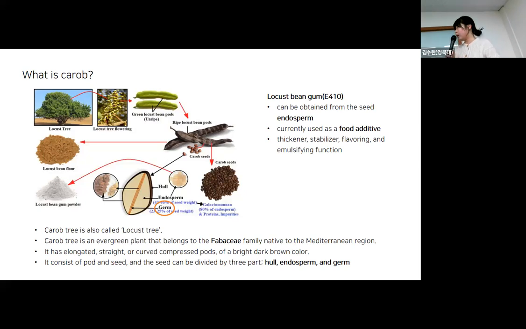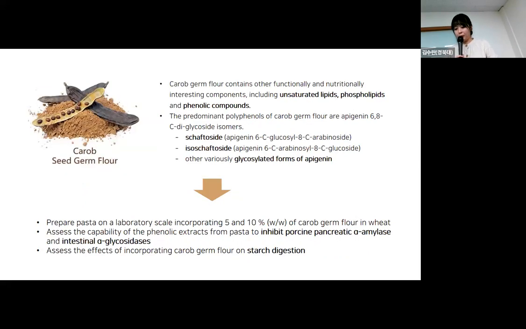There, the seed can be divided in three parts. The three parts are known as hull, endosperm, and germ. This germ is a byproduct of gum production and can be mechanically separated from the gummy endosperm. The seeds account for 10 to 15% in weight of the carob, and the germ represents 1/3 to half of the seed dry weight. So the carob seed germ flour is a protein-rich edible matrix containing 45 to 55% of protein with a balanced content of essential amino acids and a nutritional profile similar to legumes such as soybean.